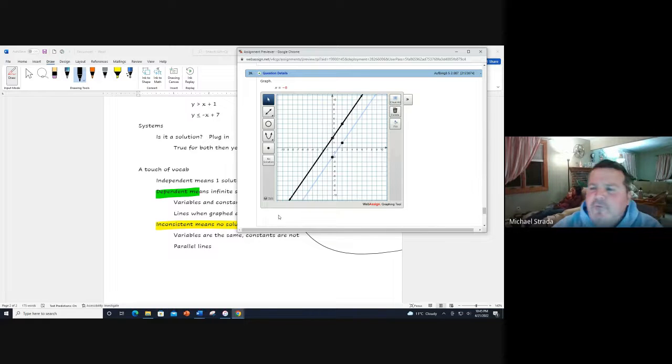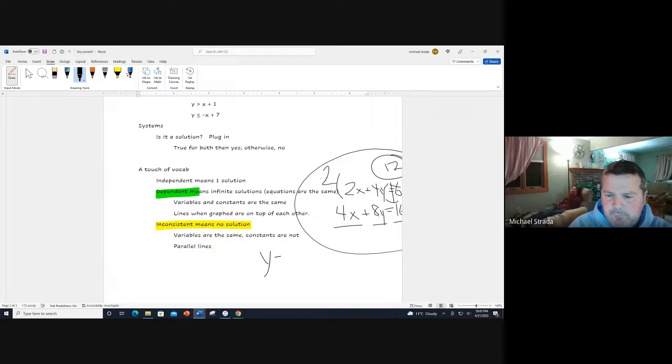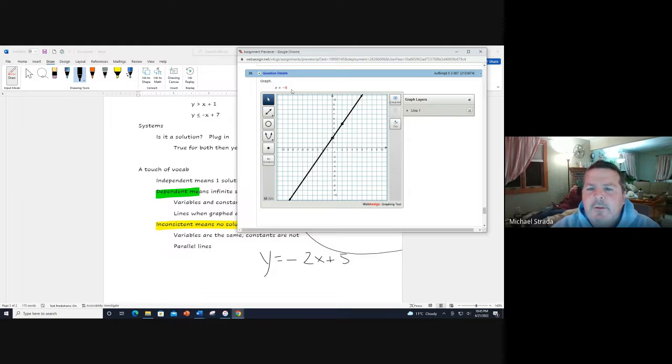Now, when they ask you to find a solution by graphing, all you're going to do is graph the lines. All right. So let's say we added y equals -2x plus 5. So let's say we graphed y equals -2x plus 5. So go back to my graphing tool. I go to 5. My slope is -2, which means I go down 2 and over 1.